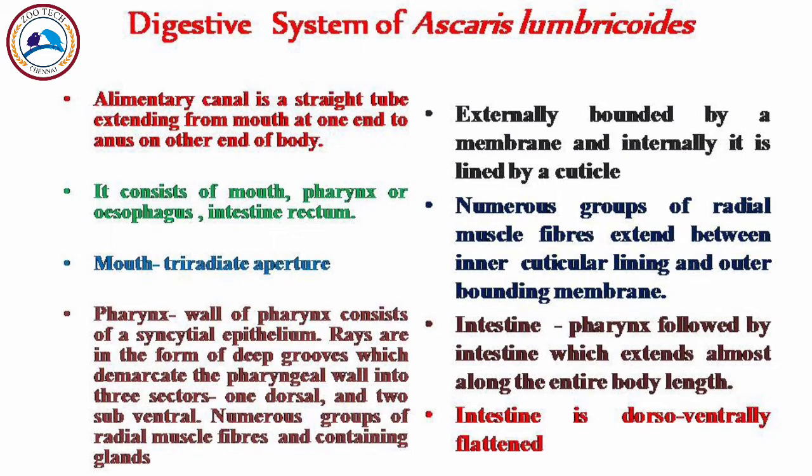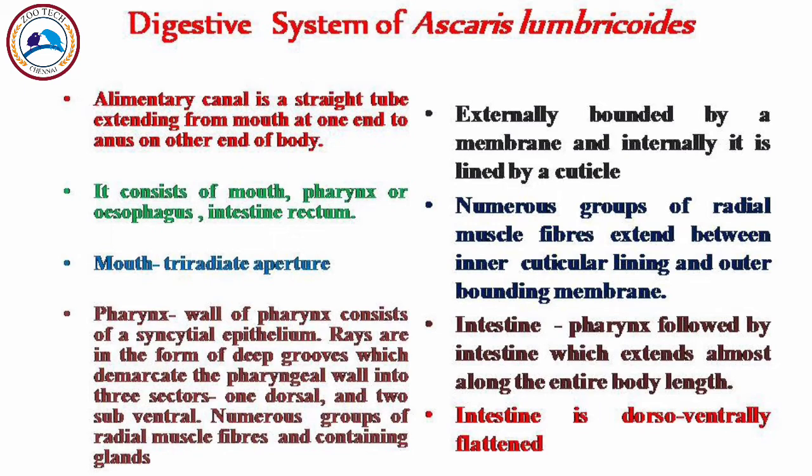Also, between the outer end of each ray of the lumen and the outer bounding membrane, there are connective tissue fibers, also called marginal fibers. What is the main function of these fibers? They help in maintaining the triradiate form of the lumen.